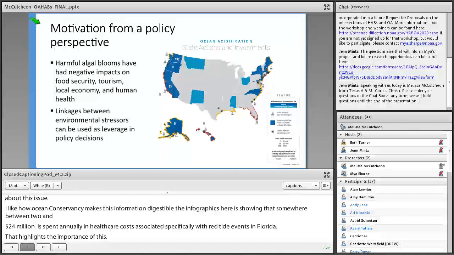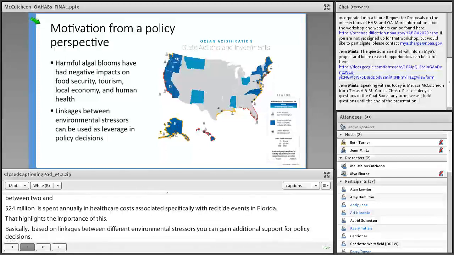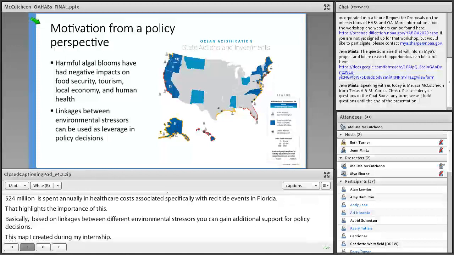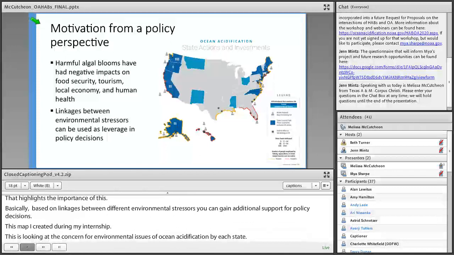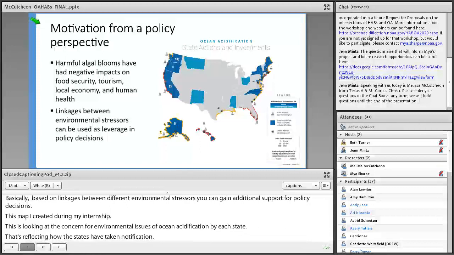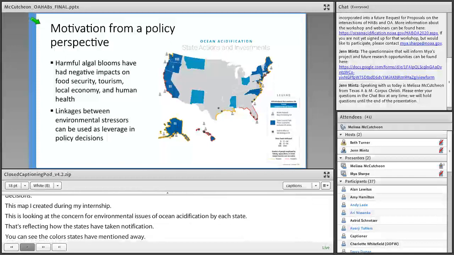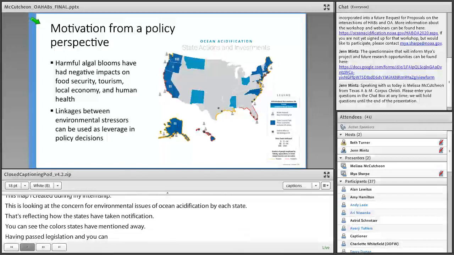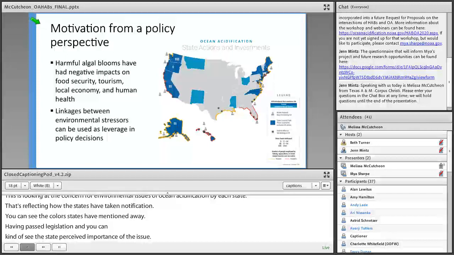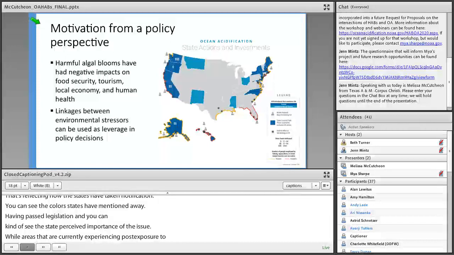So this map I created also during my internship, this is looking at the concern for the environmental issue of ocean acidification by each state, and that's reflected in how the states have taken action or invested for ocean acidification. So you can see here the colored states have introduced legislation mentioning OA, dark blue having passed legislation mentioning OA, and you can think of this as the state's perceived importance of the issue. And so while areas that are currently experiencing most exposure to acidification do seem to align with those states that are taking some action, there are still states that have a lot to lose if they are hit by OA that are not really acting.